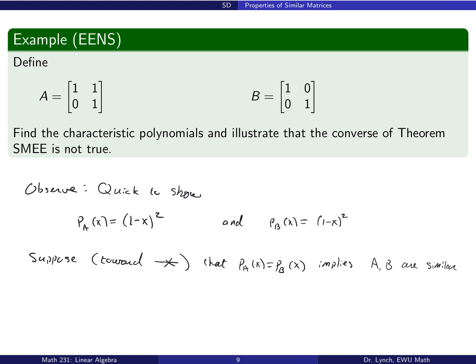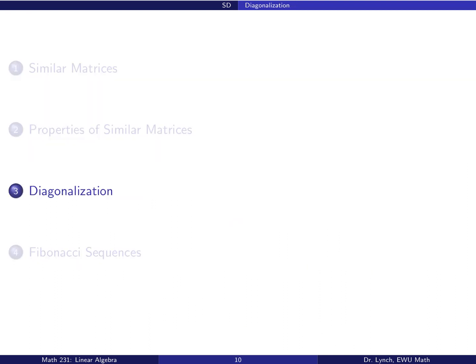If A and B are similar, then there must be some matrix S such that A equals S inverse times B times S. Let us call that matrix S. But of course, in this case, B is the identity matrix, right? So if that were true, then A would equal S inverse times the identity times S, which is just S inverse times S, which is just the identity. And certainly A is not the identity in this case. So we see there's a contradiction, and this is an illustration that the converse of our previous theorem is not true. Okay, let's go ahead and talk about diagonalization.